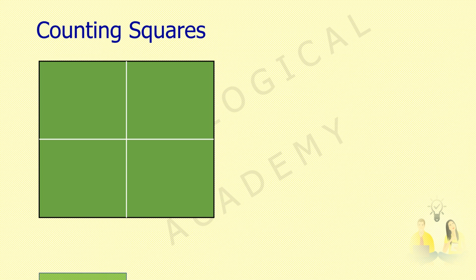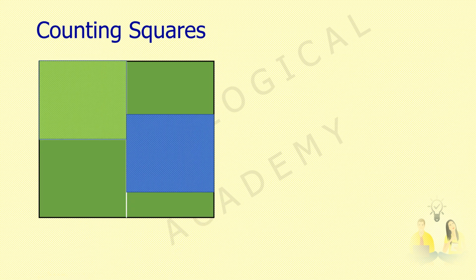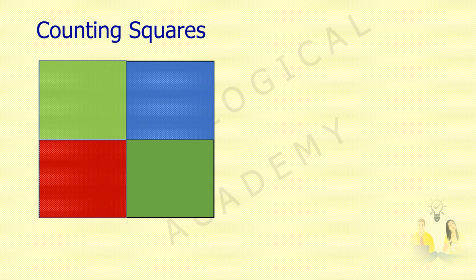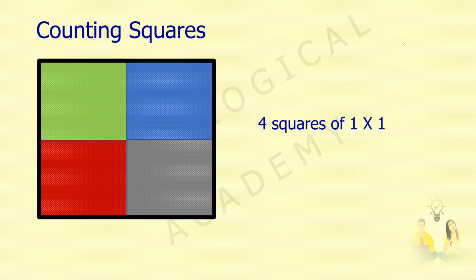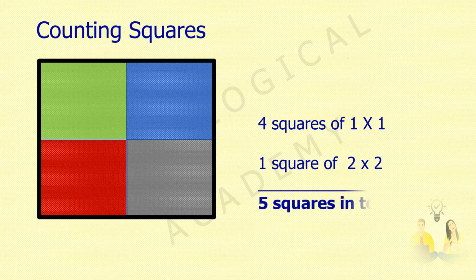Let's consider a 2 by 2 grid. We have 1, 2, 3 and 4 1 by 1 squares. So a total of 4 squares of 1 by 1, and we can have only one square of 2 by 2 because the grid itself is a 2 by 2 grid. So that is the biggest possible square. We have 5 squares in total.